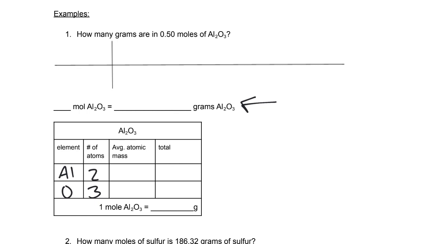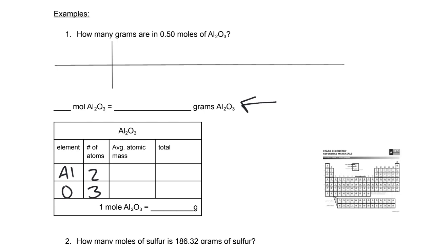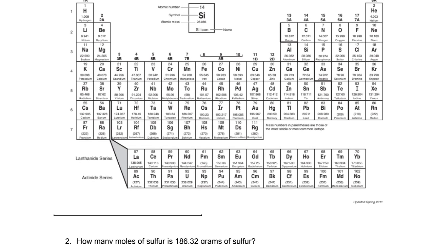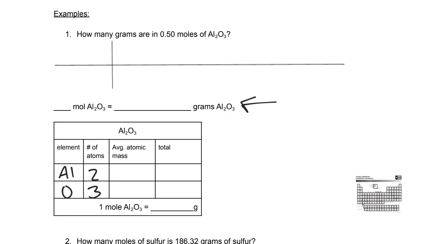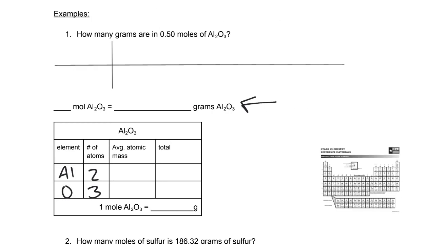And then after that, we needed the average atomic mass, which you can find on the periodic table. Now I've got my little periodic table over here, so we can go look at those values for average atomic mass. For aluminum, it's telling me it's 26.982. So I'm going to write that down for aluminum, 26.982. And I also know oxygen is 15.999. That comes straight off the periodic table.